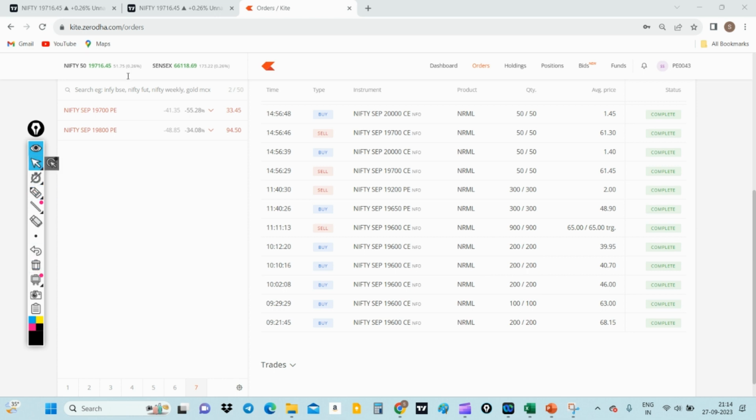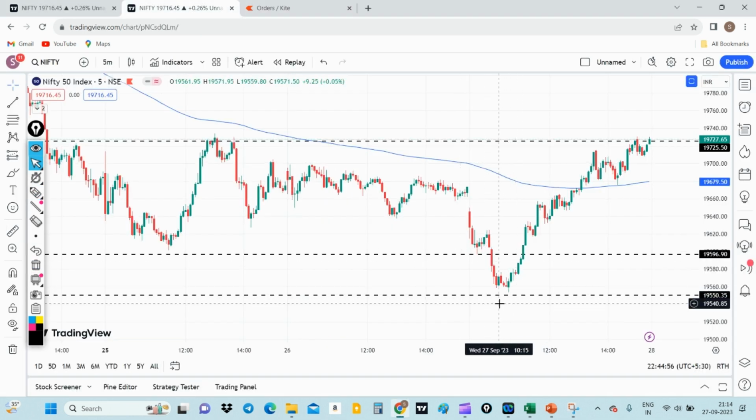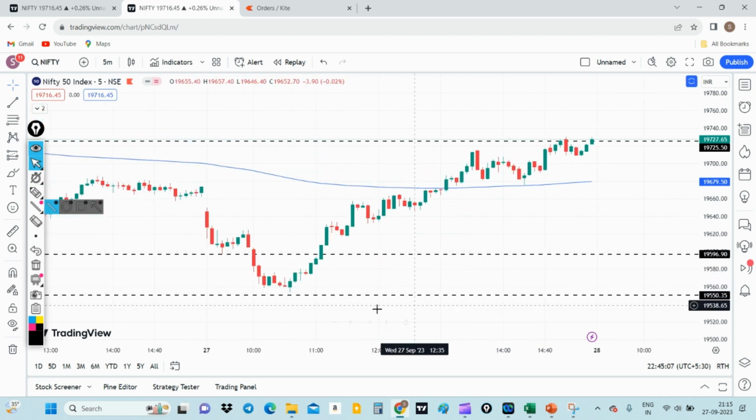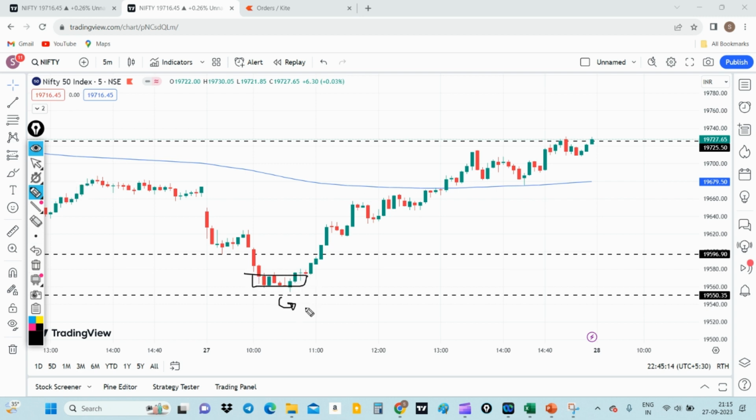If you see in the Nifty 50 5 minute chart over here, this is the candle, and later around 10:35, the price was able to sustain over there. It was forming a rectangular pattern over here, hence I was able to hold it. My stop loss was well below 19,540. The risk to reward ratio was more than 1 to 1, around 1 to 1.2.